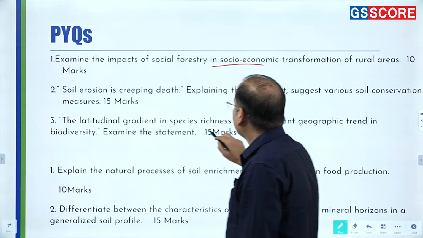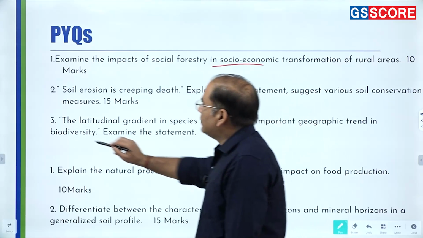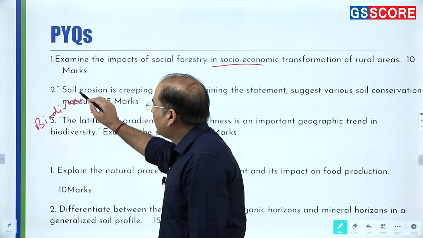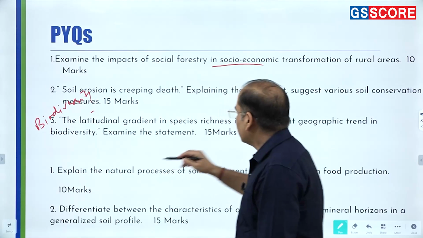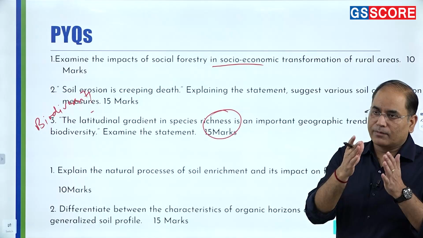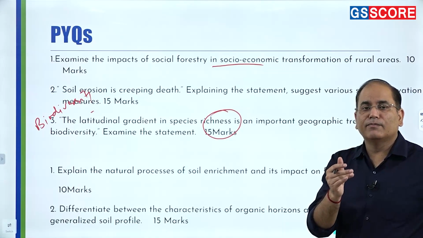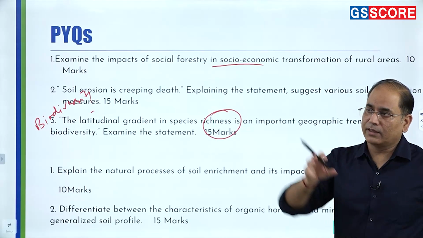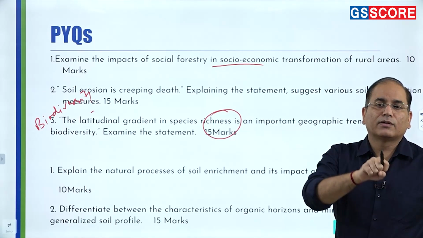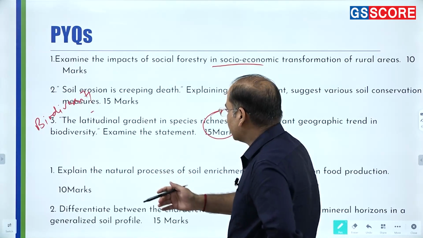The latitudinal gradient in species richness is an important geographic trend in biodiversity. This is a question on biodiversity and biodiversity distribution. So this question you can say is a mix of biogeography as well as environment. And here you will have the mixing of 2-3 different topics: the biodiversity topic, then the wildlife topic, then also the factors of distribution of plants and animals.